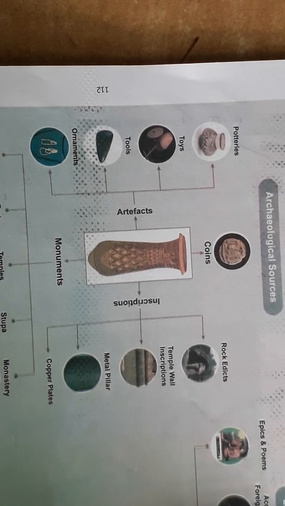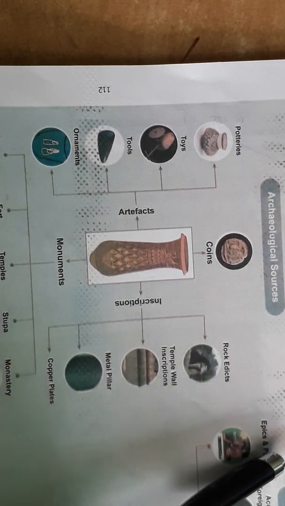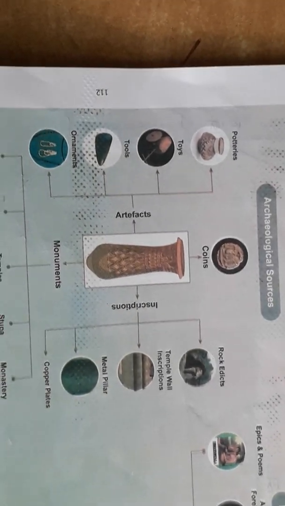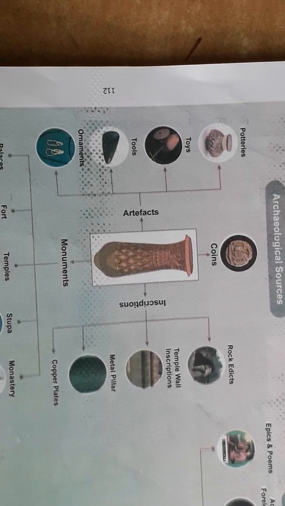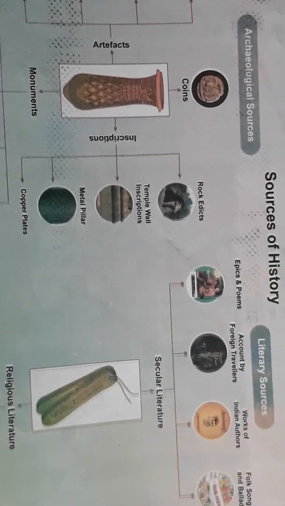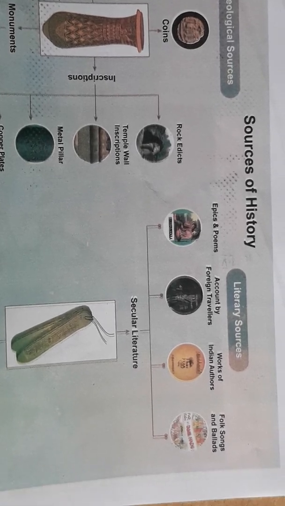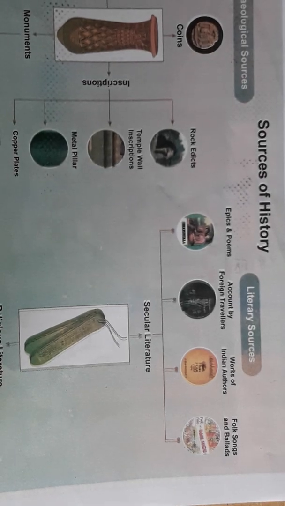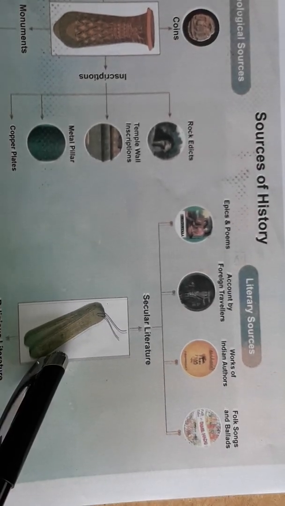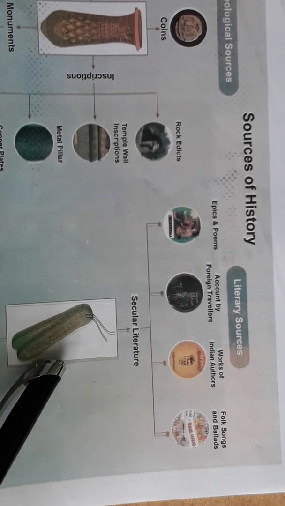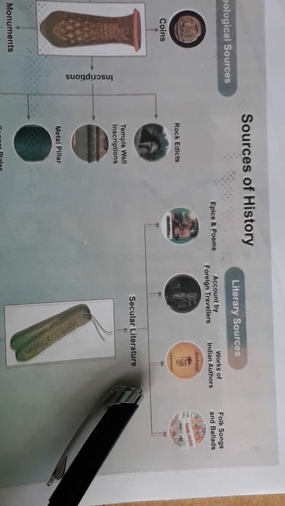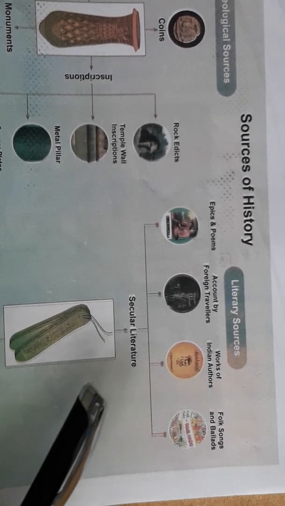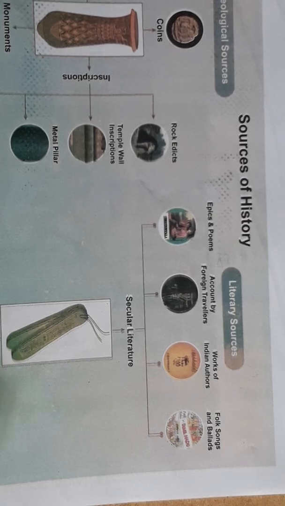Now we are going to see literary sources. It is one of the sources of history. We studied about archaeological sources. Now we are going to study about literary sources. It consists of two. What are they? Secular literature and religious literature.